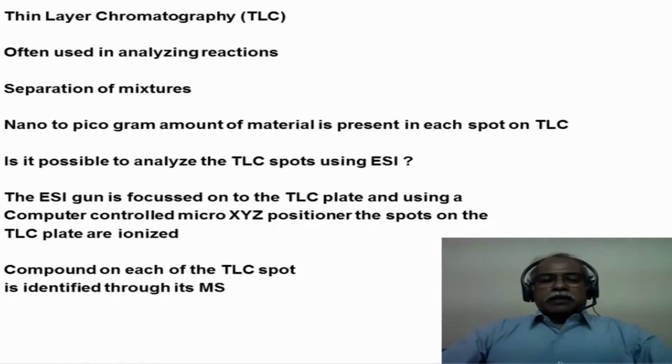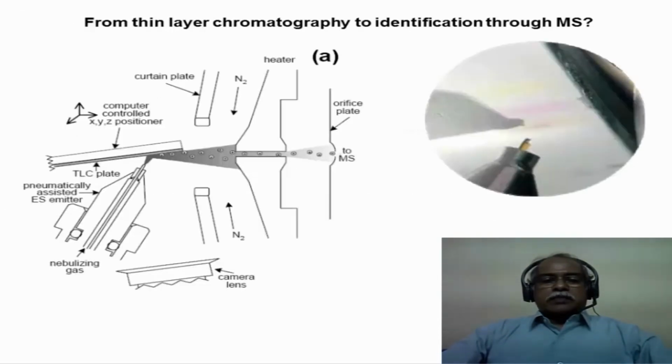Now it is possible because the electrospray ionization gun can be focused onto the TLC plate, and using computer controlled XYZ positioners, the spots on the TLC plates can be ionized. Remember, a TLC plate is coated with non-volatile silica or alumina as the supporting material, so they do not get disturbed during the process of the electrospray ionization mass spectrometry done on a TLC plate. The compound on each TLC spot is identified through a mass spectrum.